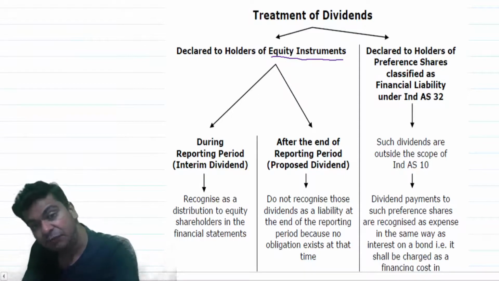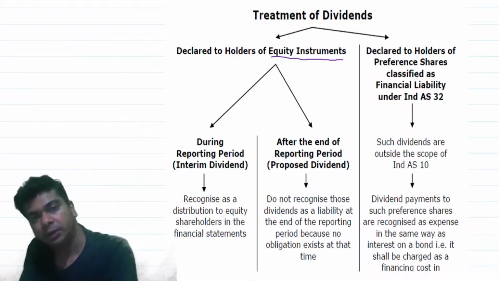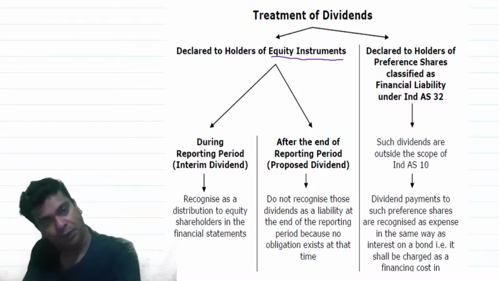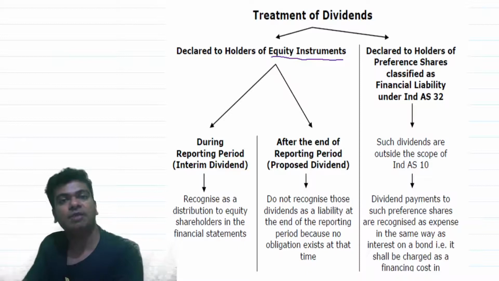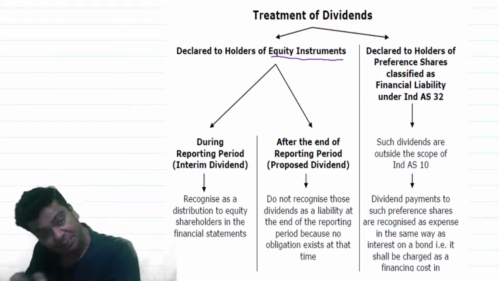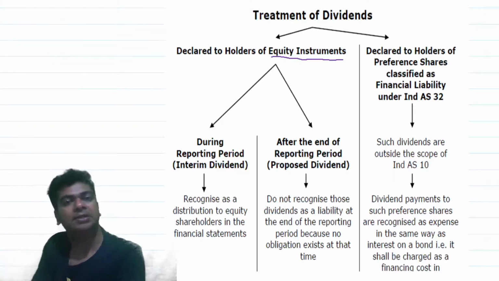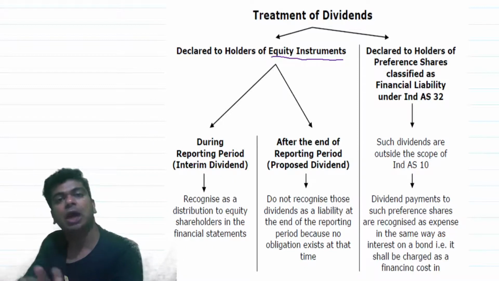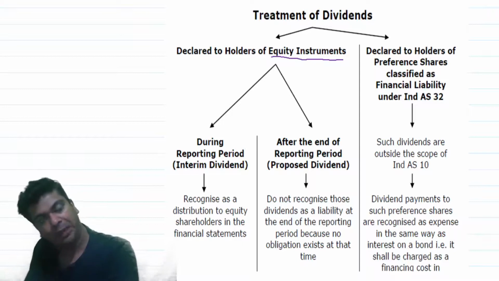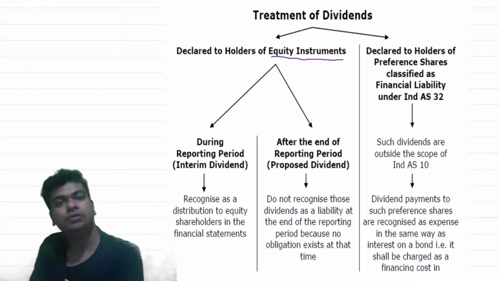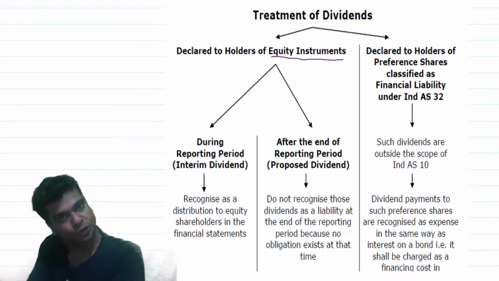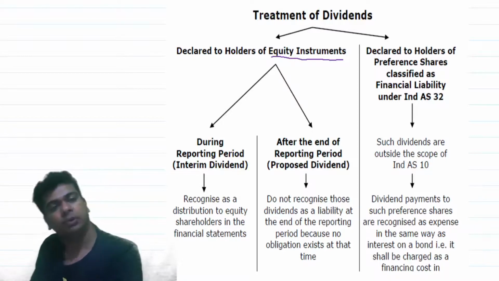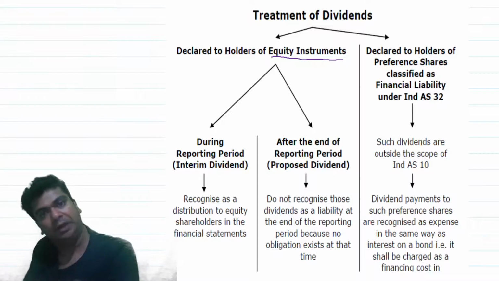Equity shares, of course, will be classified as equity instruments. But if a company has issued a preference share which is redeemable at the discretion of the management, that same preference share will pay dividend, but at the discretion of the management. That means there is no committed cash outflow for that preference share. Even that preference share will also be classified as an equity instrument. If you are declaring dividend for such kinds of equity instruments, what shall be the treatment?